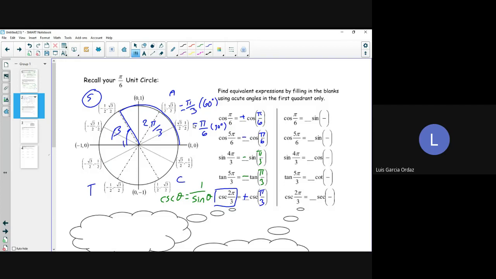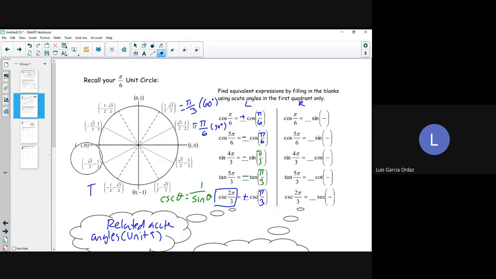So this section over here, the left section, we're talking about our related acute angles, which is what we did in Unit 5. So this is from Unit 5. Now on the right side, we're going to take a look at its correlated acute angle. And remember I gave you guys a hint, that has to do with the angle closest to the y-axis.